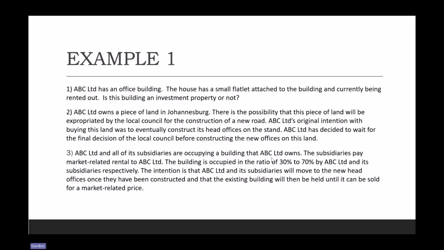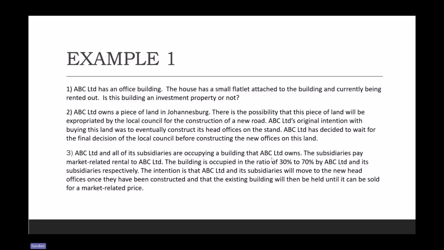When I'm preparing the consolidated financial statements, what will this building be classified as? From the group perspective, what is this building and why? Is it still an investment property? The parent company has rented out a portion of its building to a subsidiary. So in the parent company's books, it is an investment property because it's rented out and it complies with the definition of an investment property, which says a building that is either rented out or held for capital appreciation.